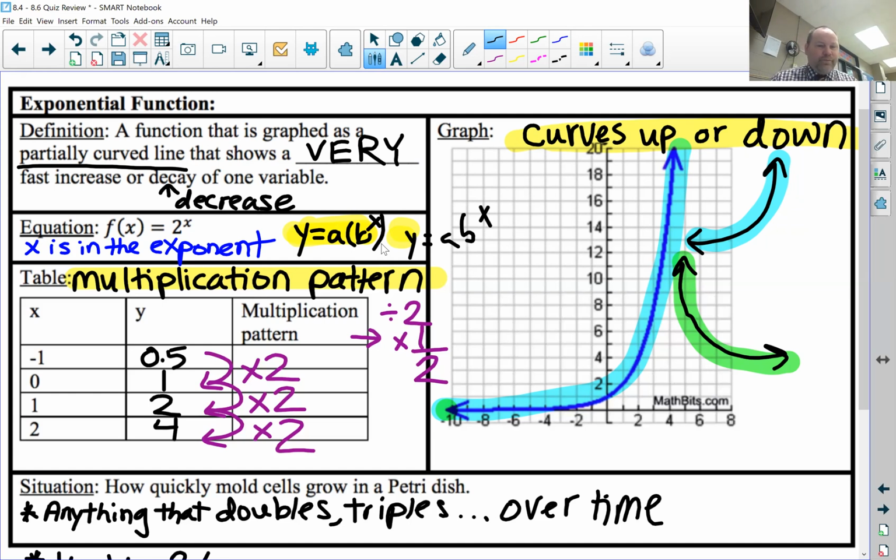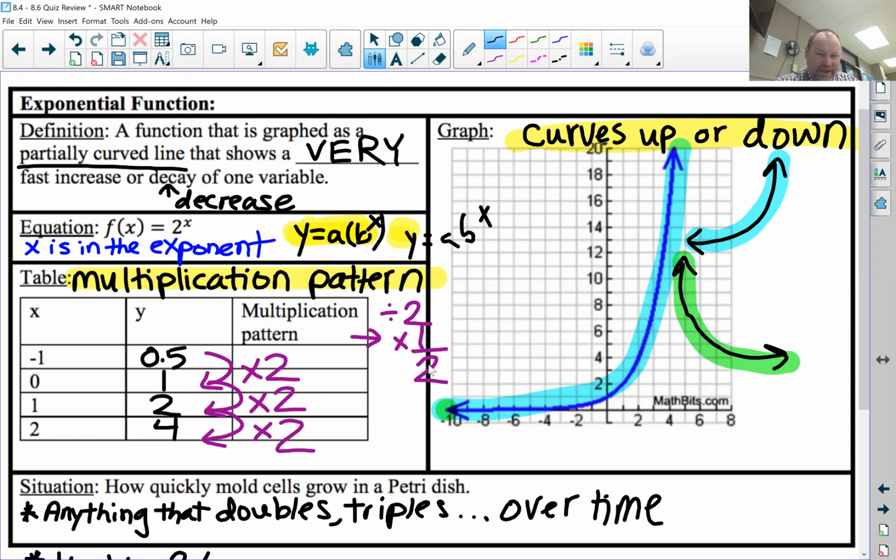The table has a multiplication pattern. We're either multiplying by a whole number or by a fraction. So for exponential growth, like the blue function, we go from 0.5 to 1 to 2 to 4, and each time we're multiplying by 2. If you just had a table of values to work with, I would check the first and second differences. And if they weren't the same, then I would see if there's a multiplication pattern.